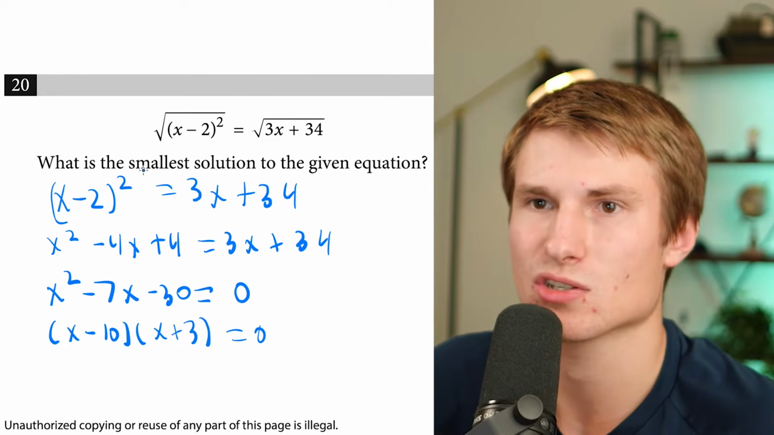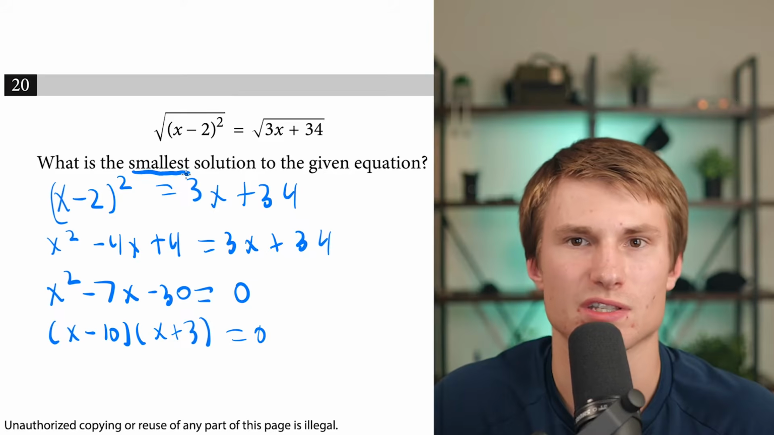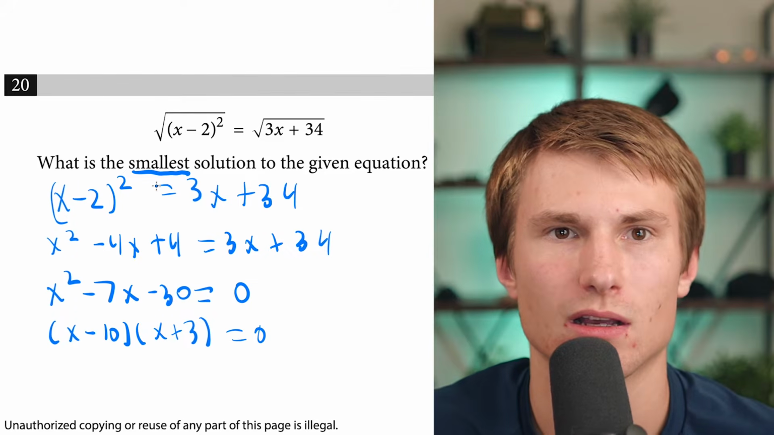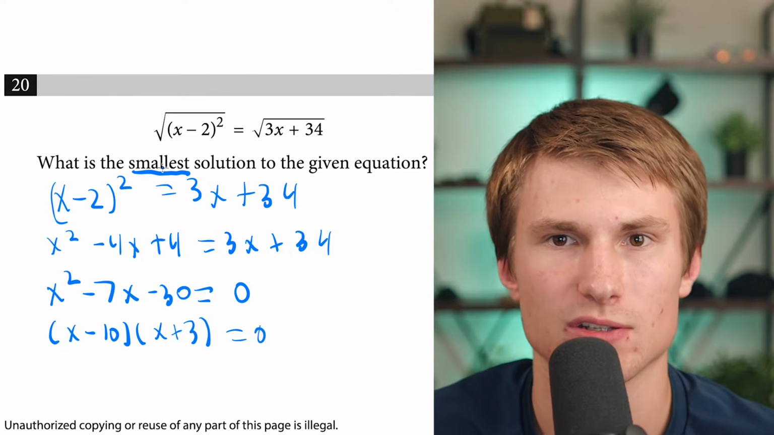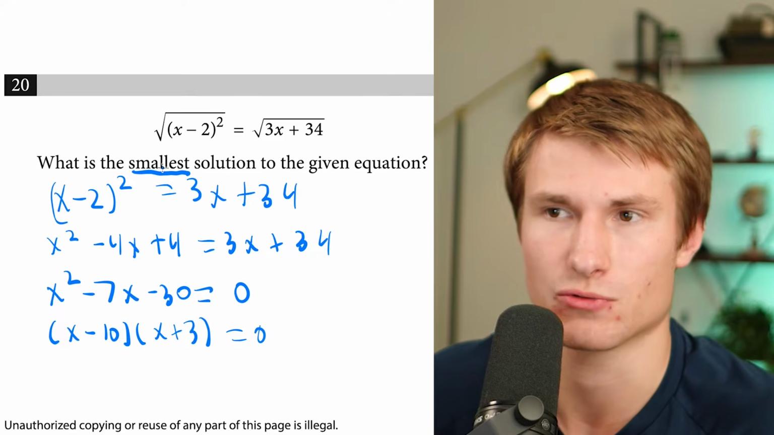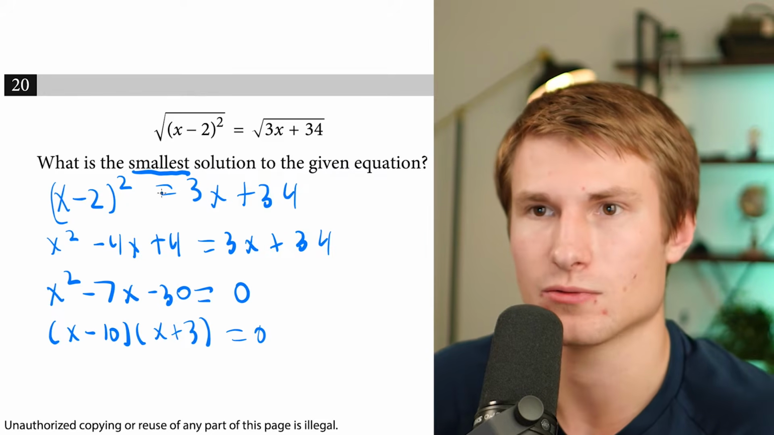We need the smallest solution. Always pay attention to words like smallest, positive, negative, integer, constant, things like that. But very much smallest, largest, and positive and negative. Those are really the four that you really, really need to pay attention to. The other ones you should too, but those are the ones you really want to look for.